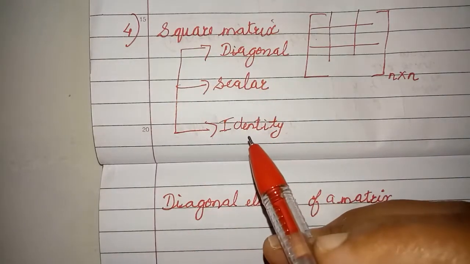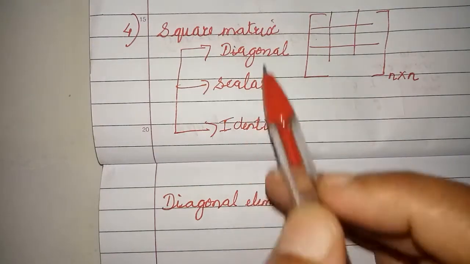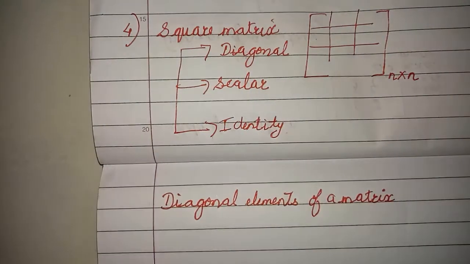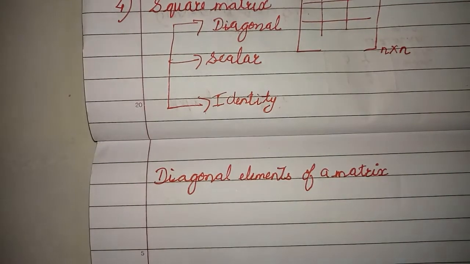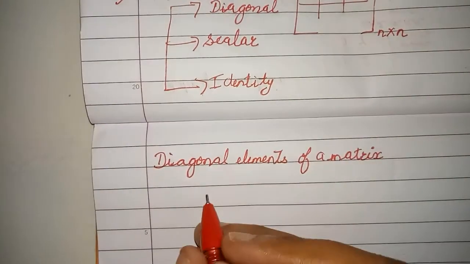Diagonal, scalar and identity. So each of the three should be a square matrix. That is the first point, it should be a square matrix. Now keep that in mind. Before that, diagonal elements. What do you mean by diagonal elements?